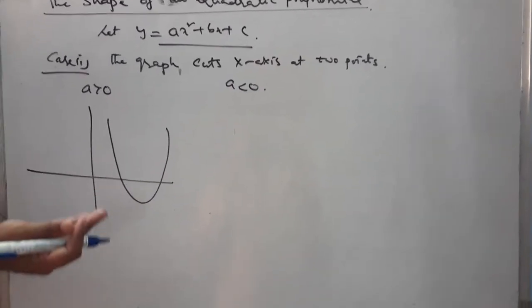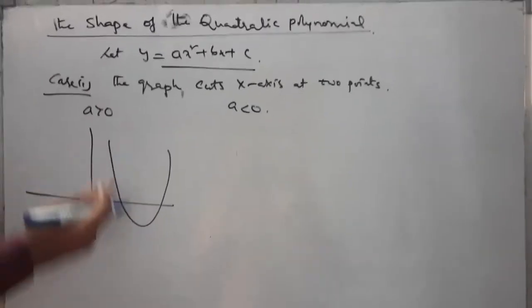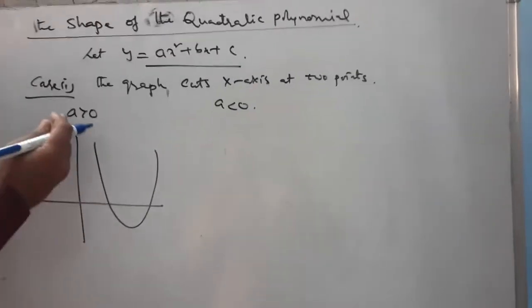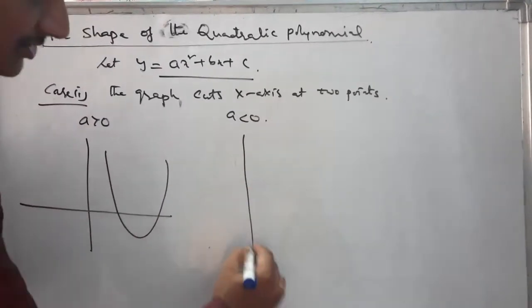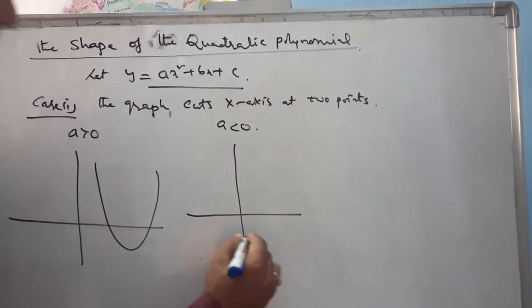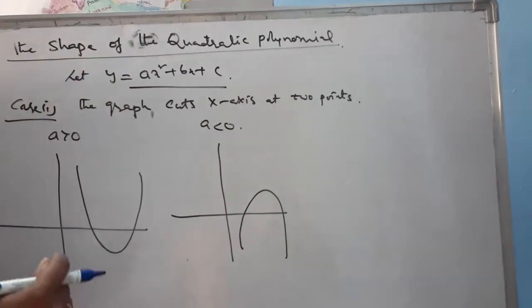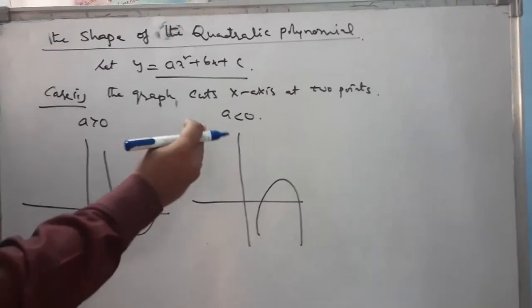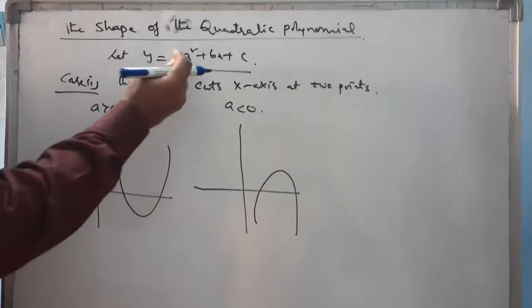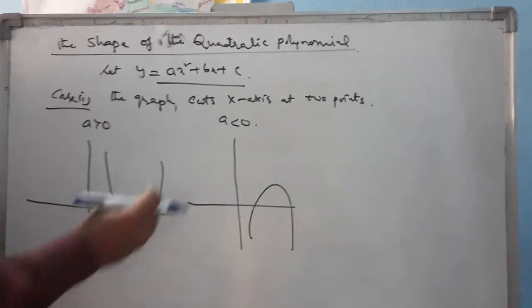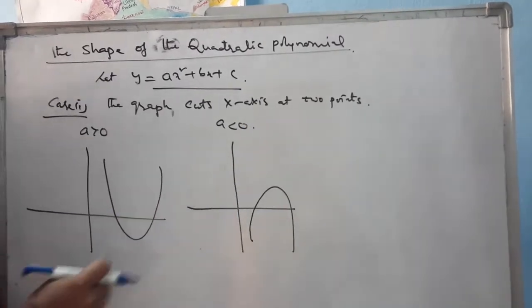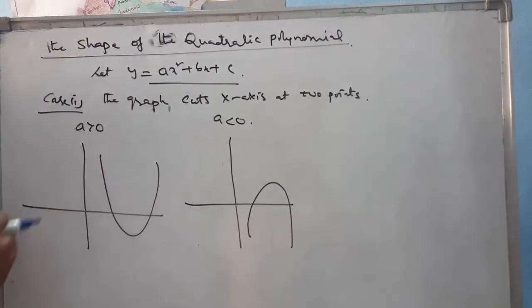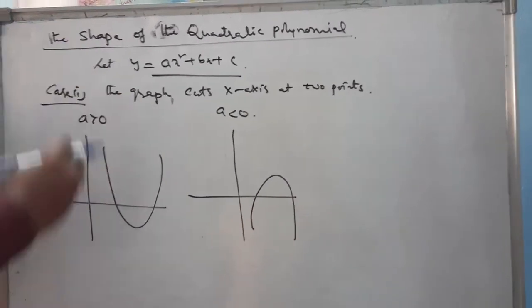The curve is U shape if a is greater than 0. For a less than 0, the graph is downside, like this, the reverse of the U. Less than 0 means a may be a negative value. If a is a negative value, the graph will be a reverse U, and if a is a positive value, then the graph is U shape.